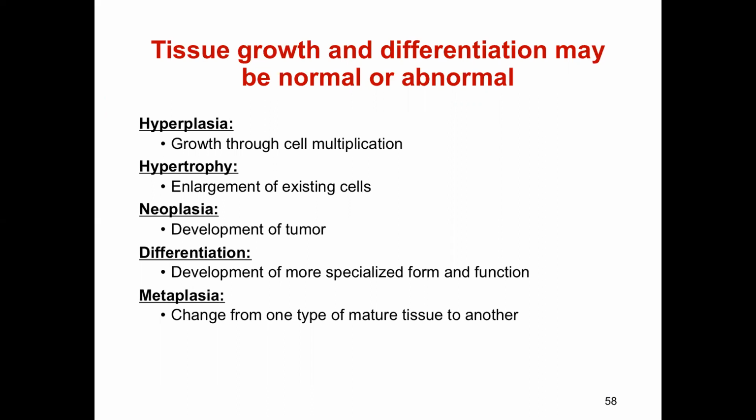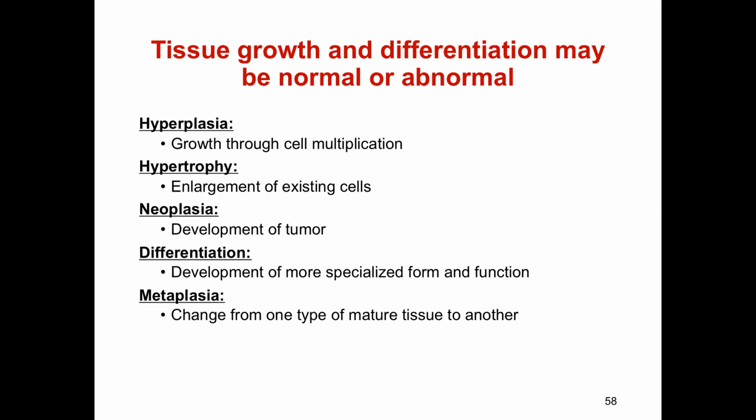Then you can have hypertrophy, which would be the enlargement of cells. That can happen in a weak heart. The muscle cells will enlarge, but it can also happen normally if you work out. Your muscle fibers will get bigger. You don't get more muscle cells. The muscle cells get bigger.